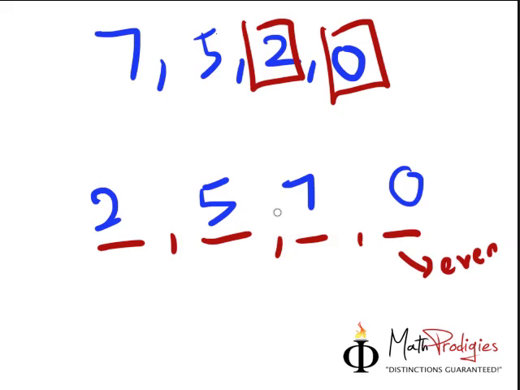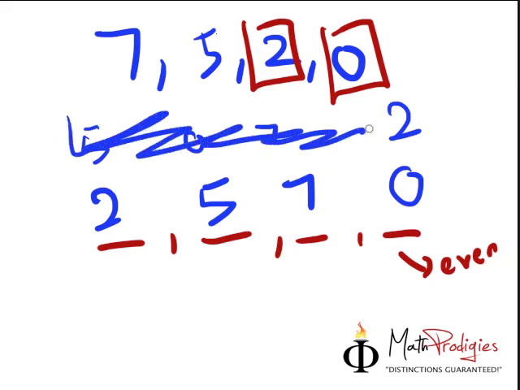Let's see. If we put 2 here, what happens? That means we must put 0 somewhere here. So we have to put 5072, which is still bigger than 2570. So the answer is 2570, and that's it for question number 5.